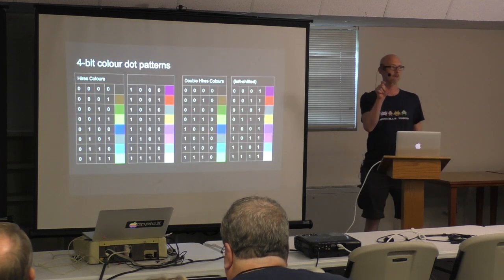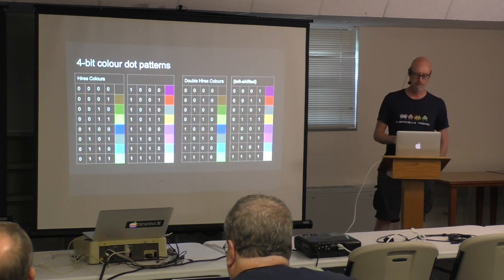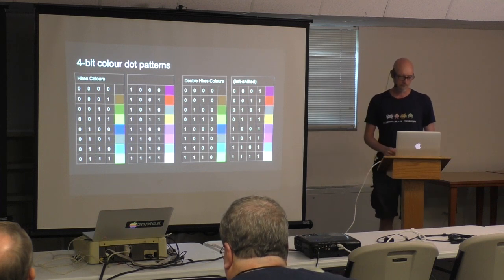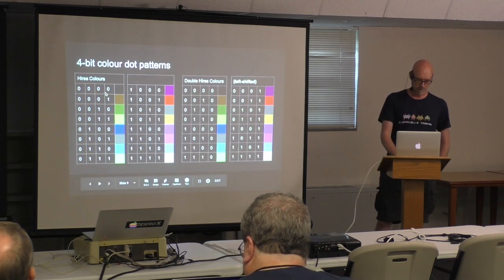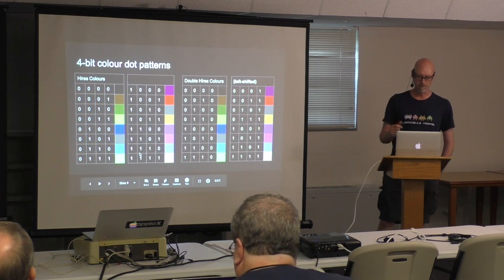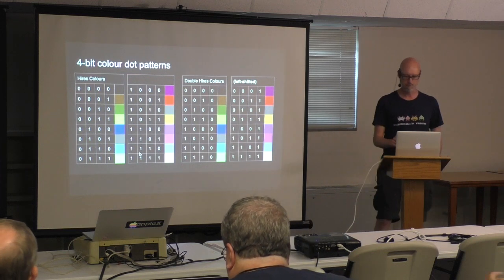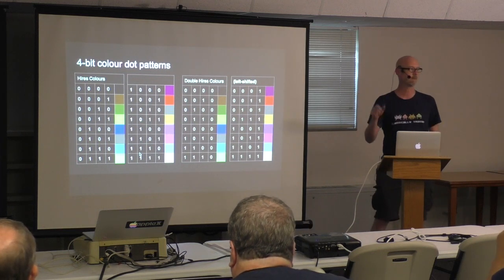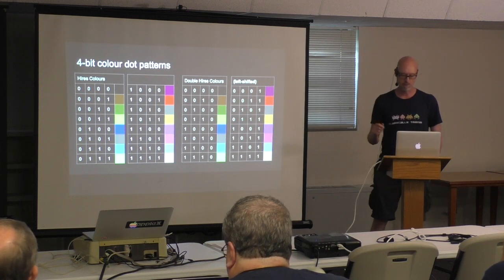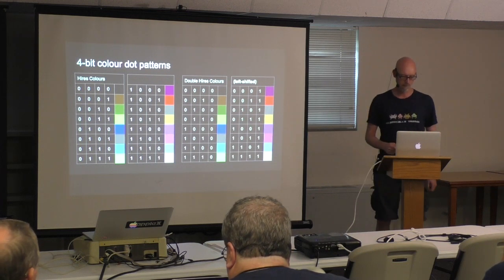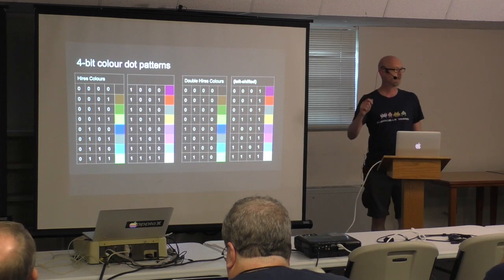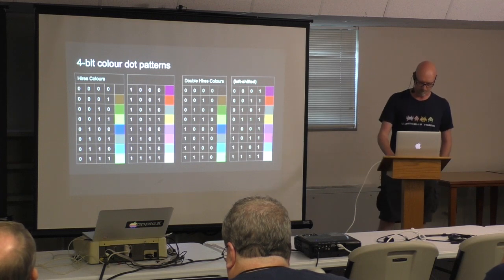Okay, so we have 4 dots across the screen. They can have 16 values. These give 16 colors on the screen. So these are the colors you get. It's the same colors for high res and double high res, but the double high res is actually shifted left by one position because of a timing difference in the signal. You're probably thinking, wait a minute, 16 high res colors, what's going on? I'll come back to that.